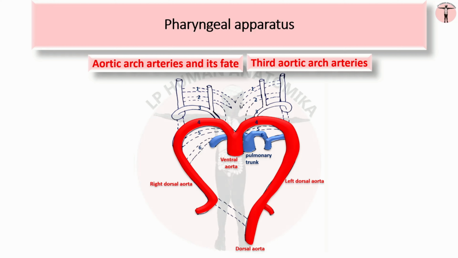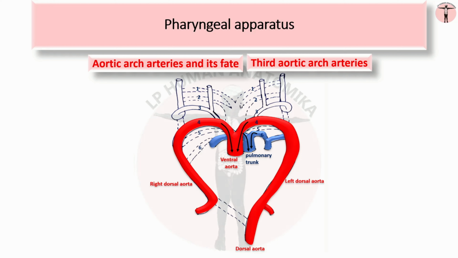The third, fourth, and sixth arches are large. The conotruncal region has divided so that the fourth arches are continuous with the aortic sac or the ventral aorta, and the sixth arches are now continuous with the pulmonary trunk. With further development, the aortic arch system loses its original symmetrical form and establishes the definitive pattern.